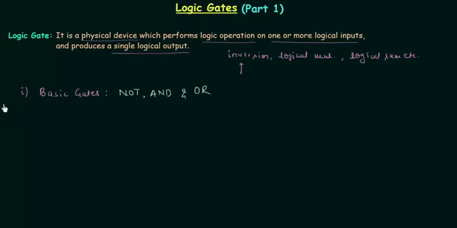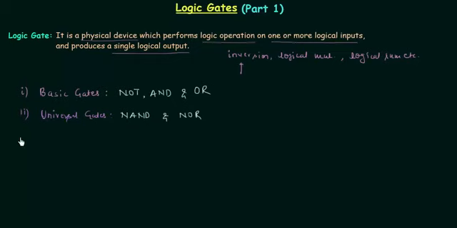The second one is universal gates. And in this group we have two gates. First one is NAND gate, and second one is NOR gate. We call them universal gates because by using only NAND or only NOR we can implement any digital system.